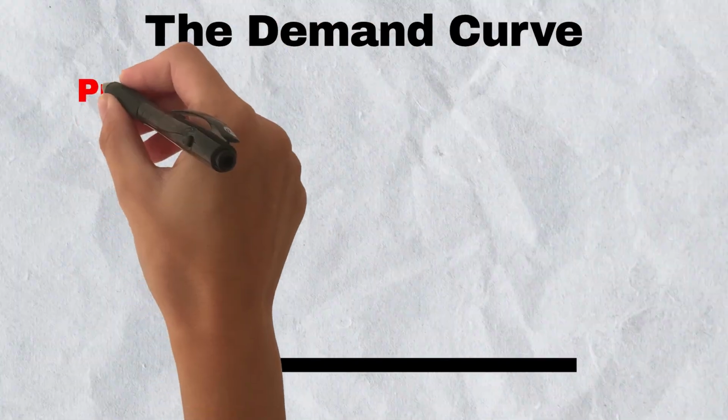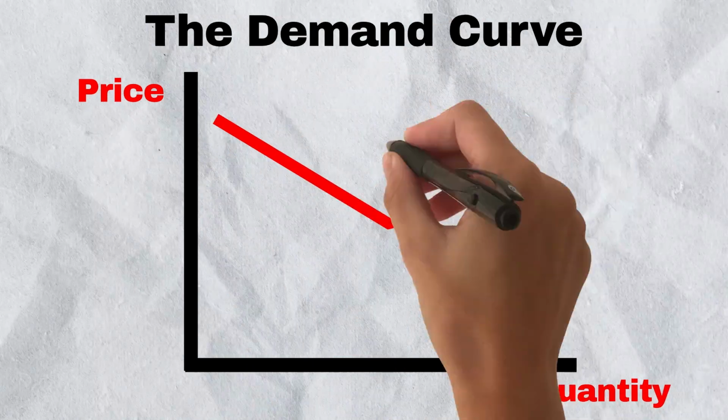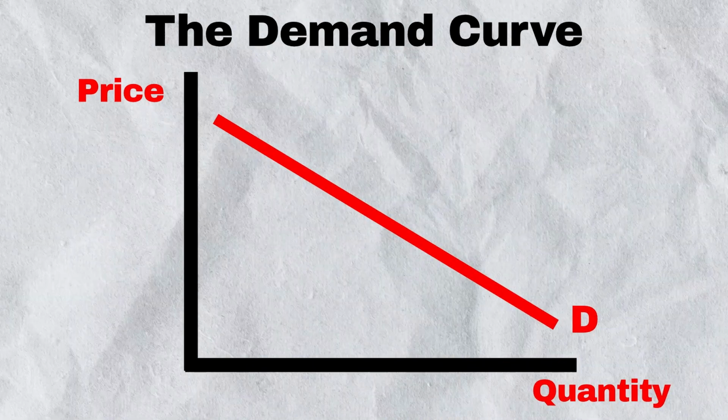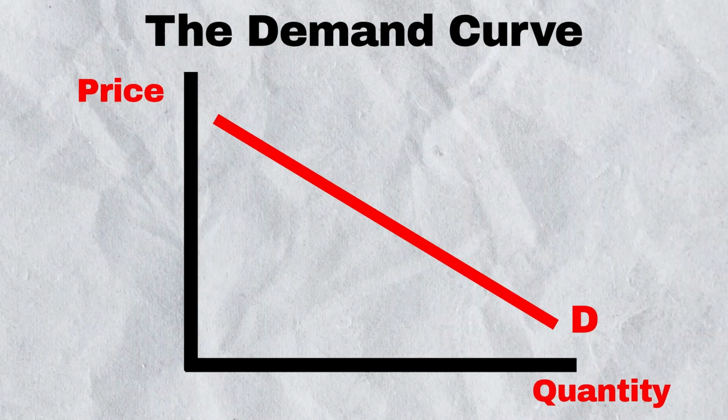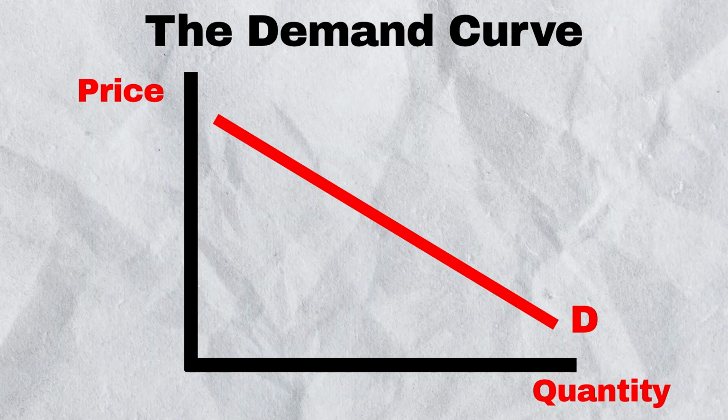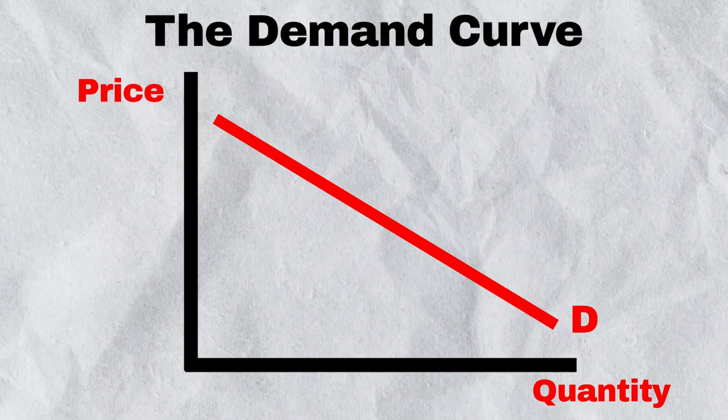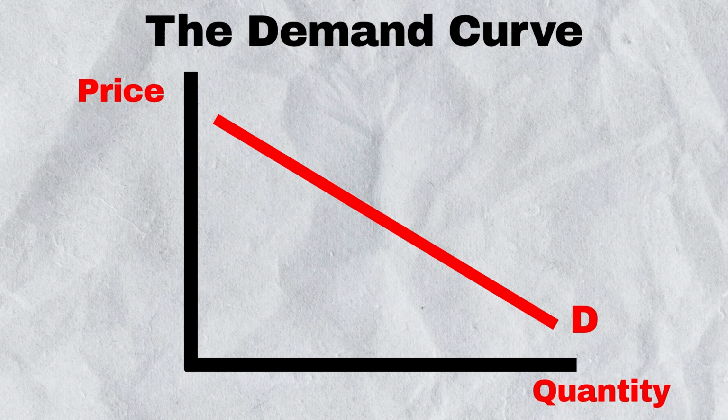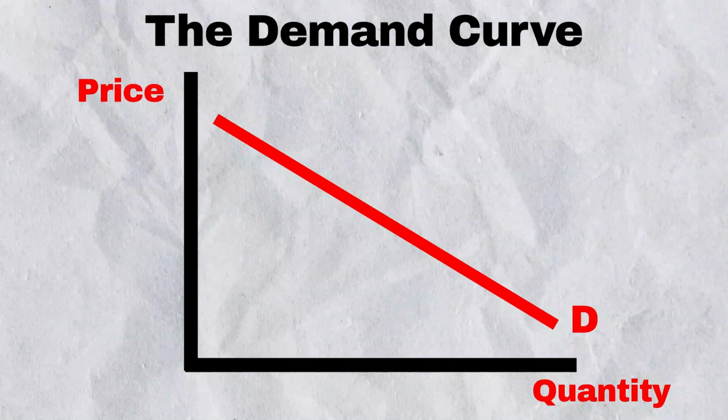The demand curve. First, we start off by drawing a graph with price on the y-axis and quantity on the x-axis. Then we draw a downward sloping line. This is because we have previously discussed that there is an inverse relationship between price and quantity. So if price increases, then quantity demanded will decrease.